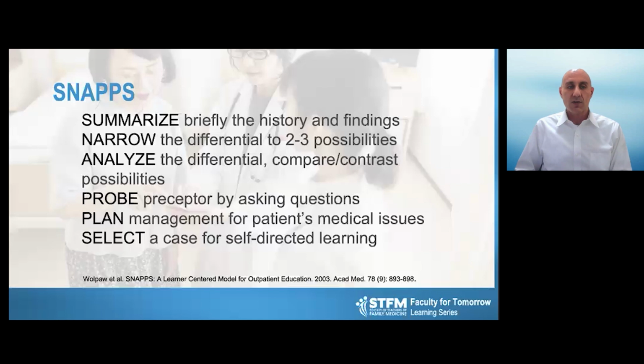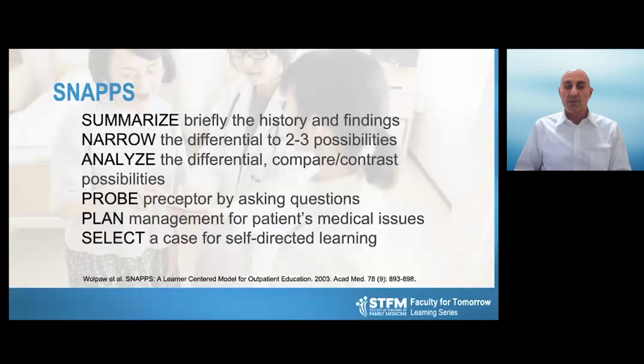In this model, the learner summarizes a brief and pertinent history, then narrows the differential diagnosis to their 2 or 3 most likely possibilities. The learner then analyzes the differential by comparing and contrasting different findings in the history and physical. This provides the preceptor with an understanding of their thought process and clinical reasoning. The learner then probes the preceptor regarding any uncertainties that they have and shares their thoughts on an initial evaluation and management plan.